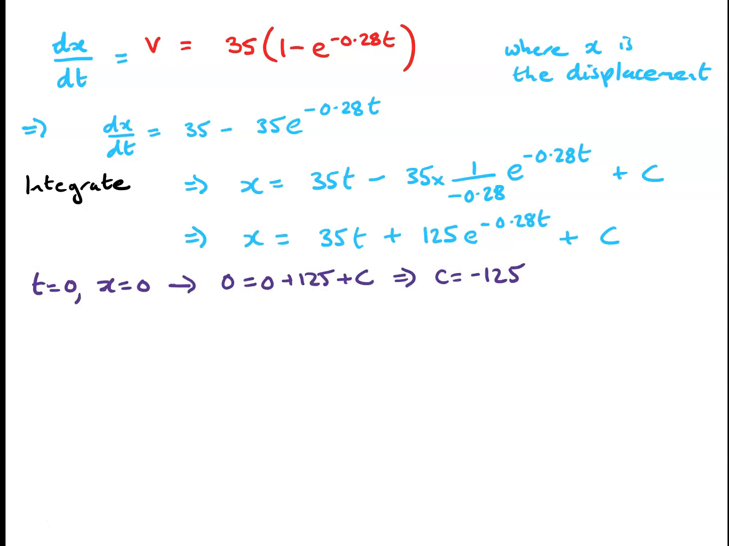Now we know that when t equals 0, x is 0. So we've got 0 equals 0 plus 125 plus c. So c must be minus 125. So we've got x is 35t minus 125 plus 125 e to the minus 0.28t.